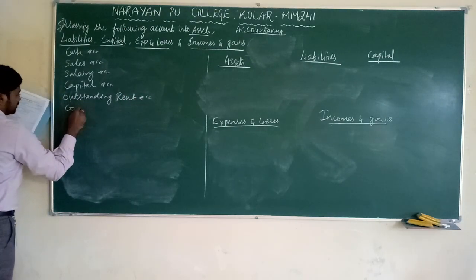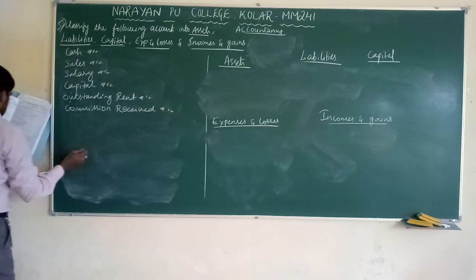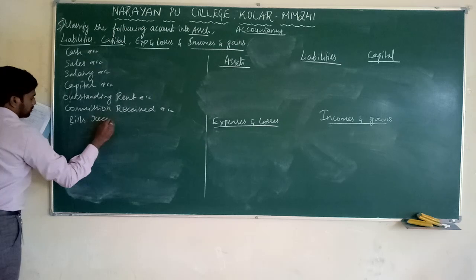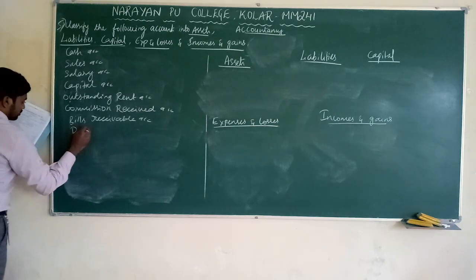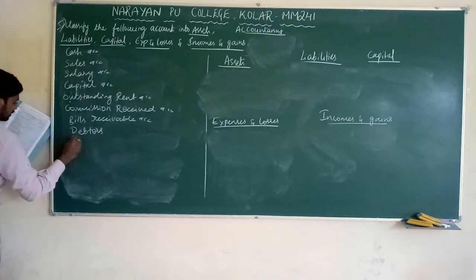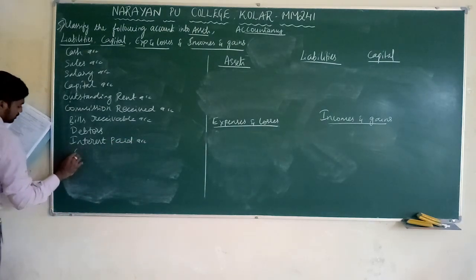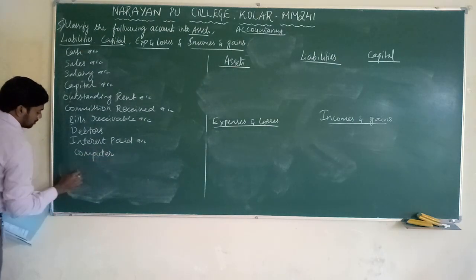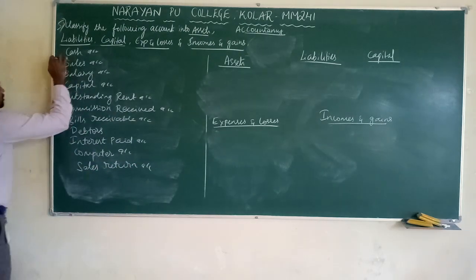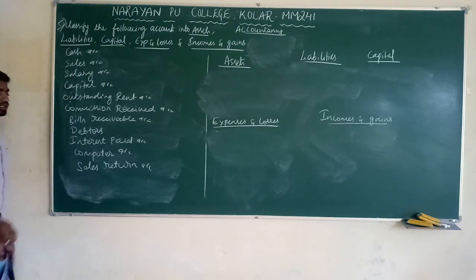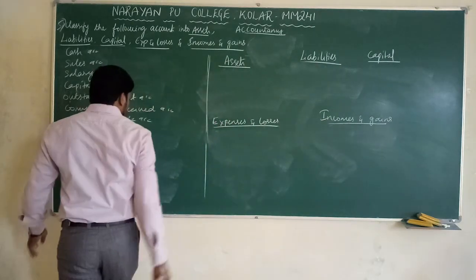Next, commission received account. Bills receivable account. Debtors account, interest paid account, computer account, sales return account. These are the accounts they have given to you. Write it very clean in the notes. We have to do the classifications.